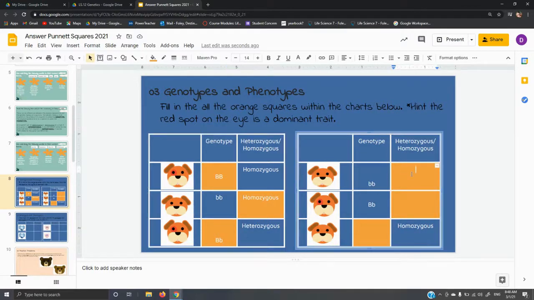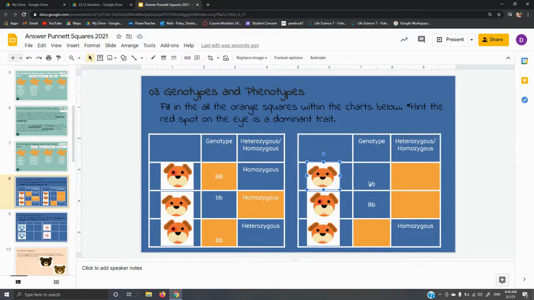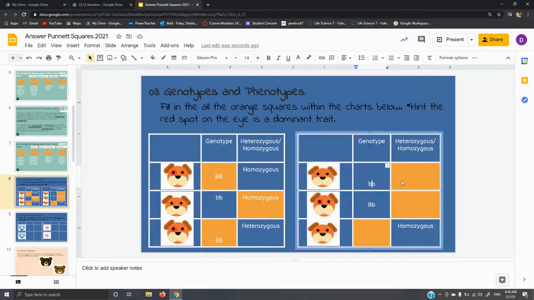We're going to do this one together, and then we're going to have you do these two by yourselves. If you don't understand, please ask your teacher. This one, it does not have a spot on its eye. So it has a recessive trait, because remember, the dominant trait is the red eye spot. So it has a recessive trait. So it has lowercase b, which means it is a homozygous trait.